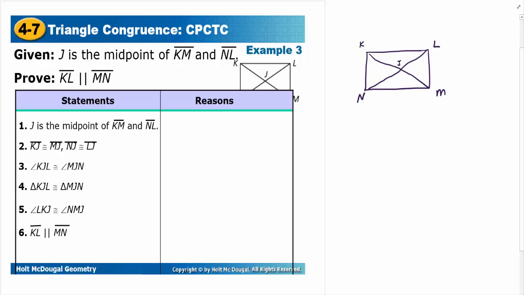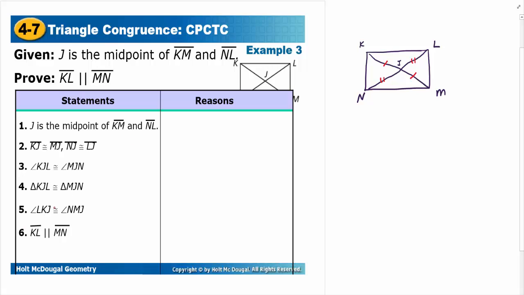So we've done this before. If it's a segment bisector, you just use definition of segment bisector. If it's a midpoint, we use definition of midpoint, but the concept is going to be the same either way. So when they say J is the midpoint of KM and NL, that means that these segments are congruent, and these look like they're all the same, but they didn't tell me if we know it's a rectangle or not, so I'm going to use two dashes here. But anyway, I can say that those segments are congruent.